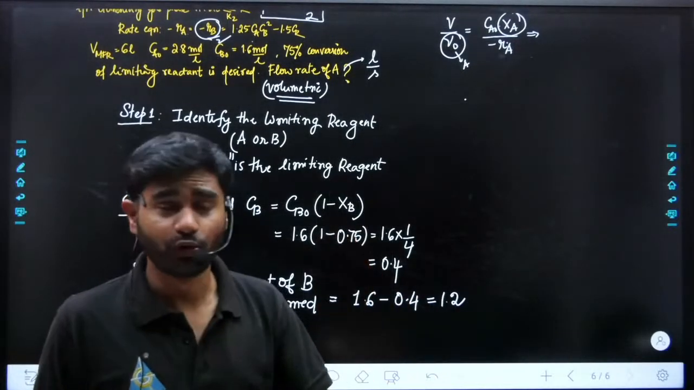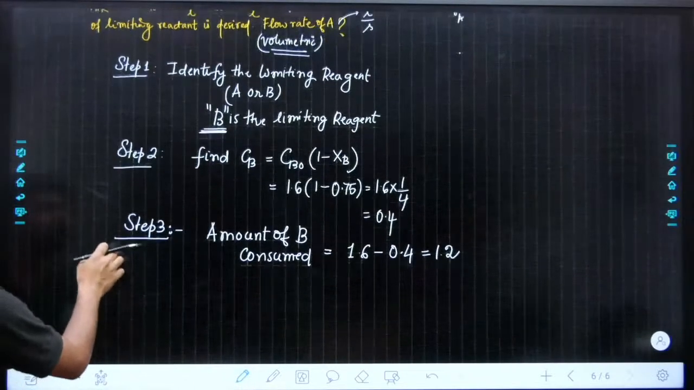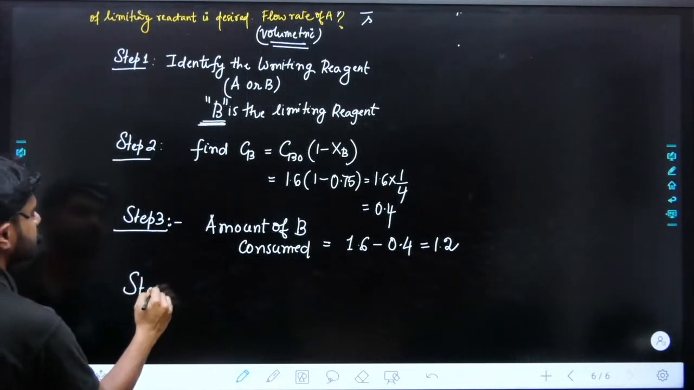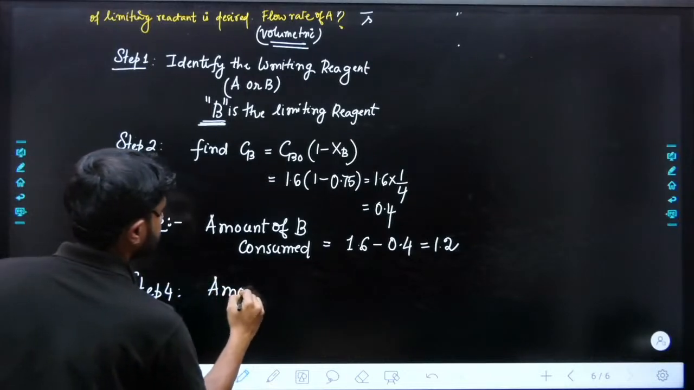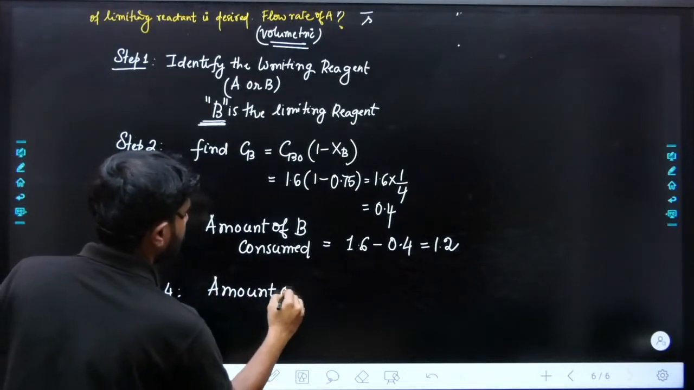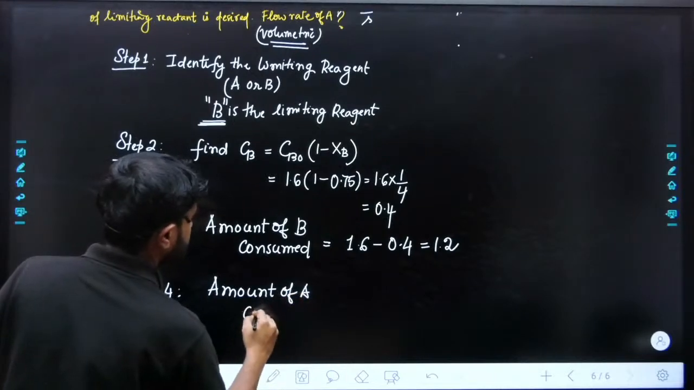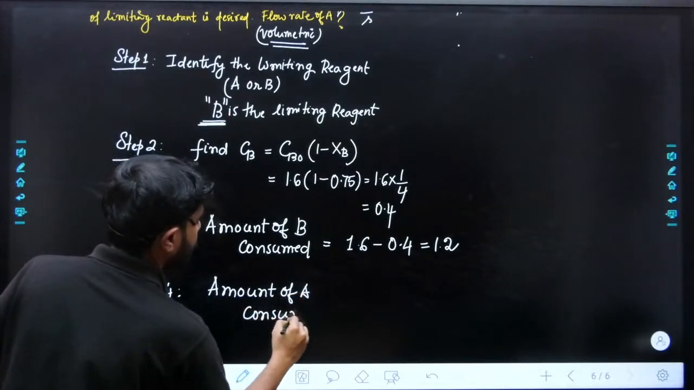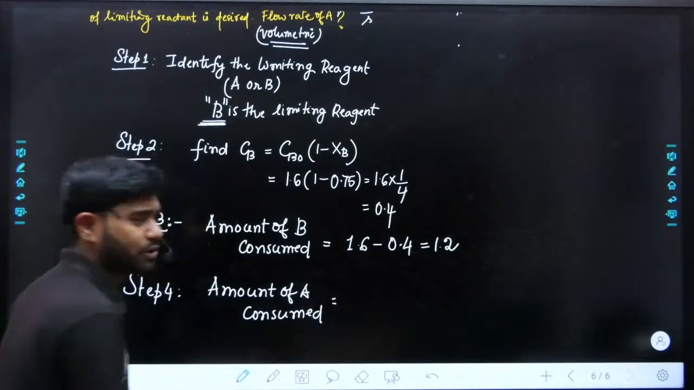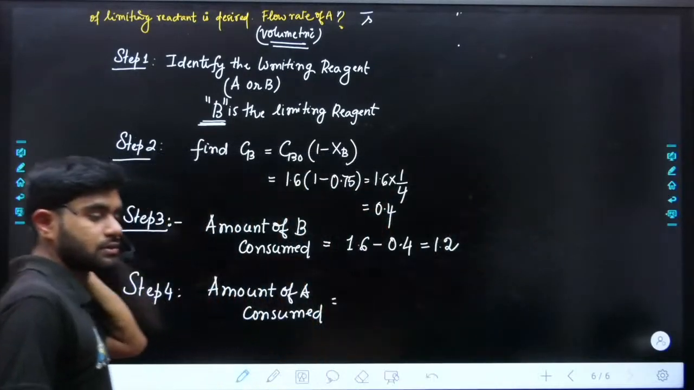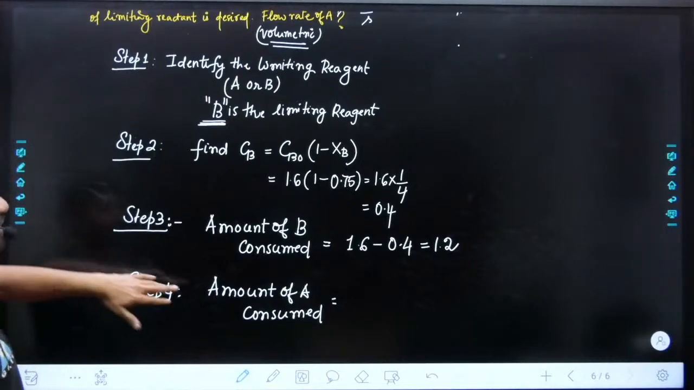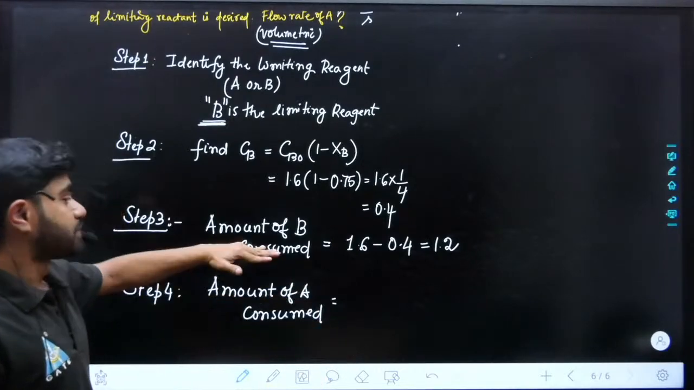That is step number 4. We can know the amount of A consumed. What is the amount of A consumed? Just help me out. What is the amount of A consumed in the given question? Anuj, Arshad, how much amount of A is consumed as per the given information?